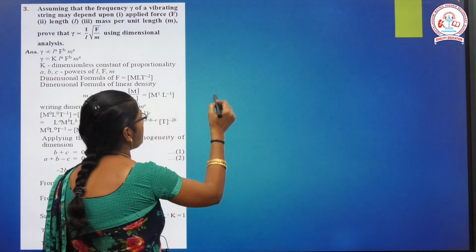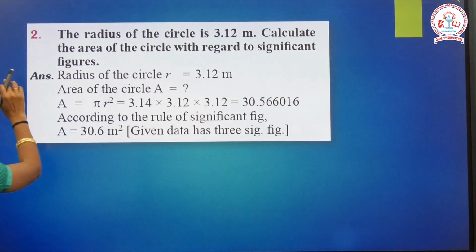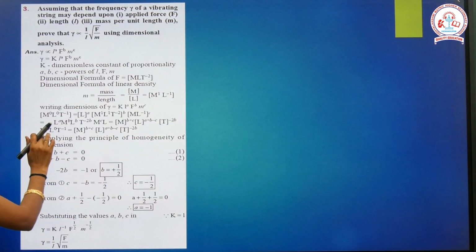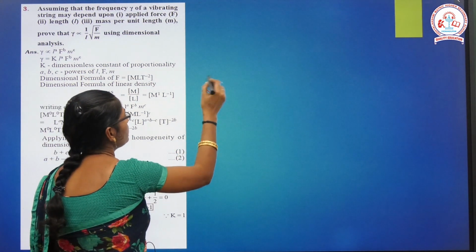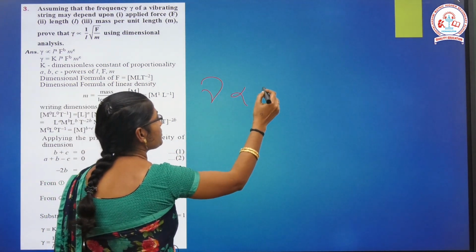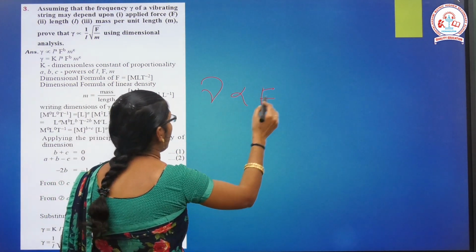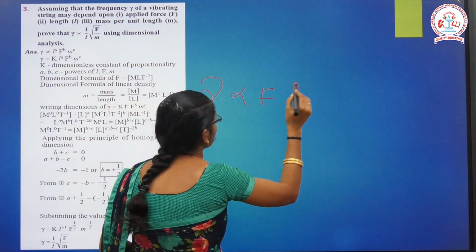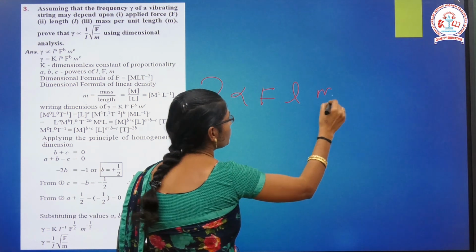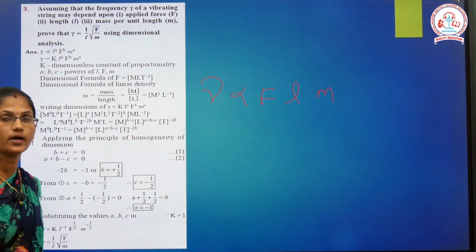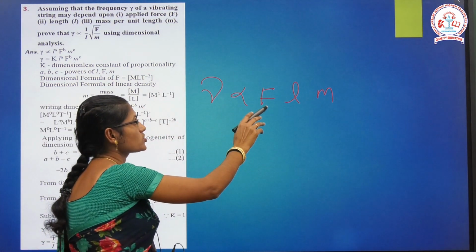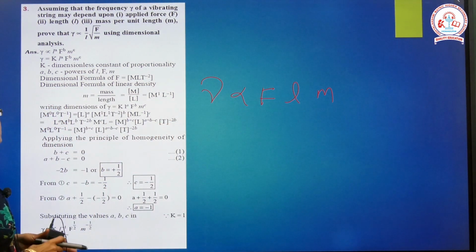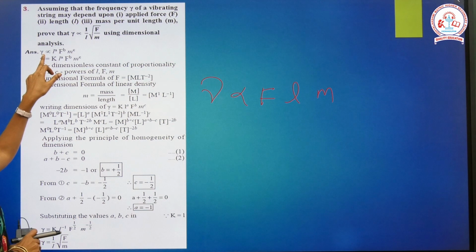So that is gamma. Yes. So, gamma is directly proportional to force, length, and mass per unit length. You have to remember these three. The frequency is directly proportional to force, length and mass. And next, we have to remove the directly proportional.